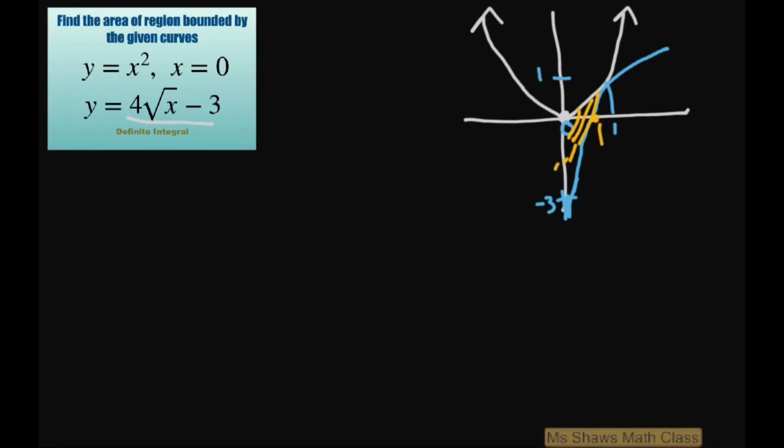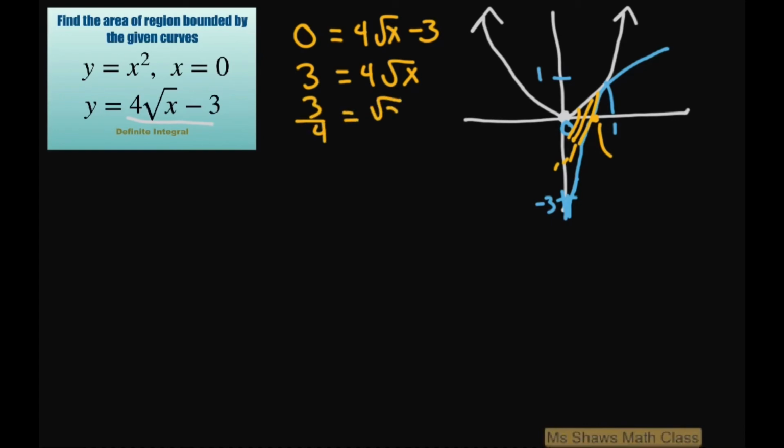This point right here is when your y is 0. So when y is 0, you're going to have 0 equals 4 square root of x minus 3. That gives you 3 equals 4 square root of x. And so that's going to be 3/4 equals square root of x. And when you square both sides, that's going to be 9 divided by 16 equals x. So that's this point here. We really don't need it, but I wanted to show you that. So anyway, this is the area we're trying to find.